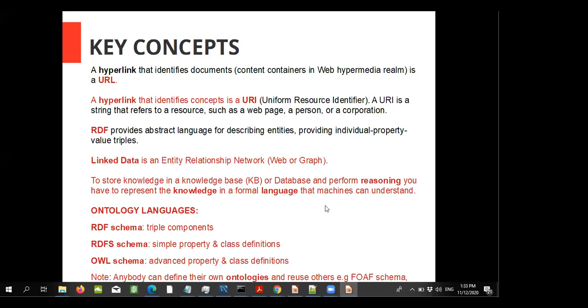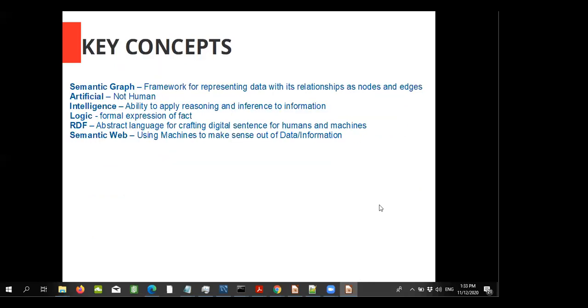All right. Okay, so now we have ontology language. So we have semantic graph, a framework for representing data with its relationships as nodes and edges. If some of you have done graph theory, you'll have an idea about this.